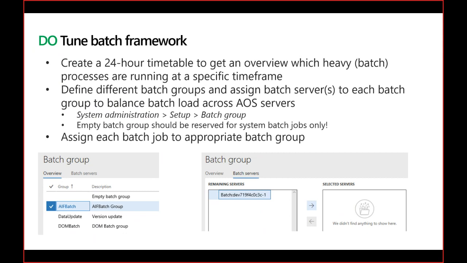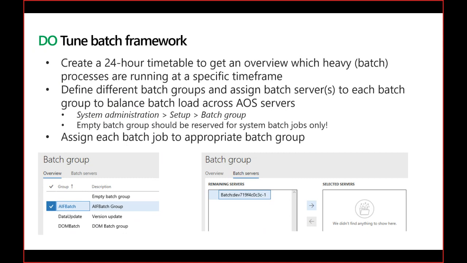When you do your performance testing throughout the project lifecycle, you can then already take this into account and set up performance benchmarks making use of this timetable. So you define different batch groups, which is also a lot of times not done. The idea of different batch groups is that you can assign specific batch servers to each of these batch groups. This will help you to balance the load across your AOS servers.